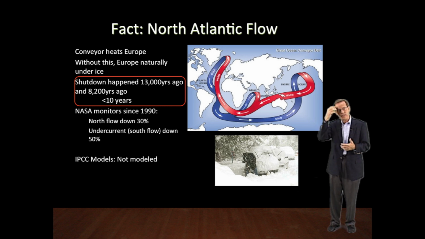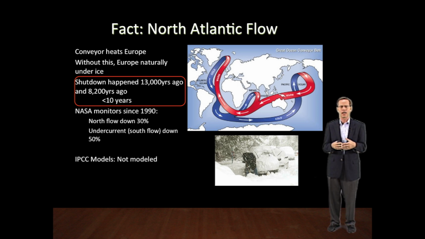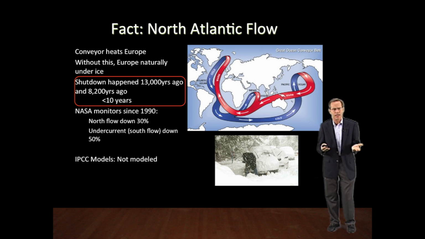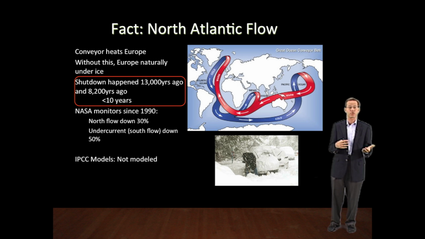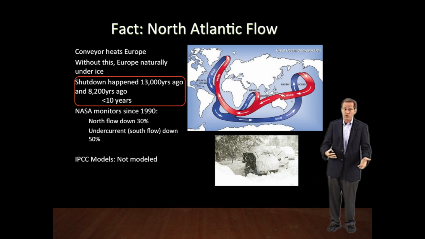But there's been quite a shutdown that did happen many, many years ago, 13,000 years ago and about 8,200 years ago. And when it shut down, it virtually shut down in about 10 years. It was very, very quick. And when we look at the NASA monitors since 1990, the north flow is already down 30%. And the undercurrent appears to be down about 50%. That tells us that this flow is indeed slowing down.